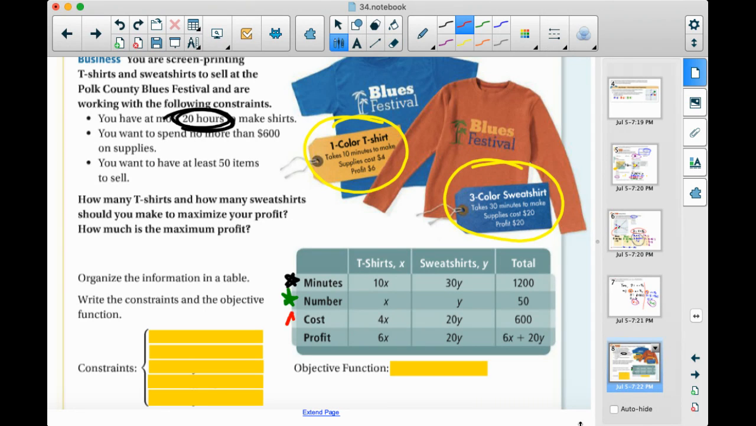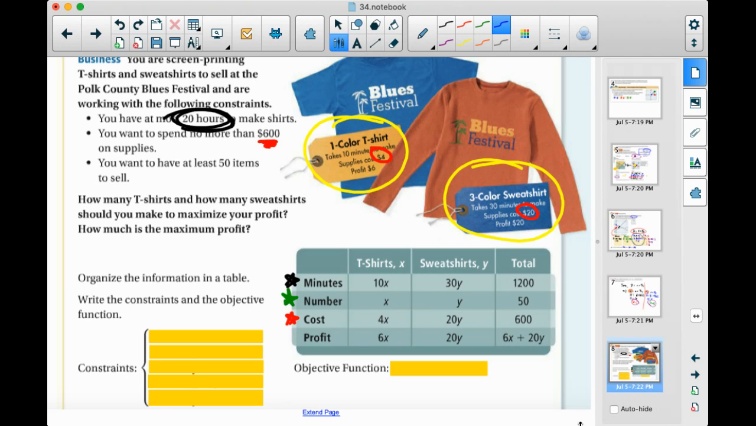Now let's talk about cost. All right, cost. It's going to cost us $4 per t-shirt to make. That came from right there. Plus, it's going to cost us $20 per sweatshirt to make. Okay? And we only have $600 to spend on supplies. So that right there has to be less than or equal to 600. I can't spend more than $600 on supplies. I don't have that kind of money.